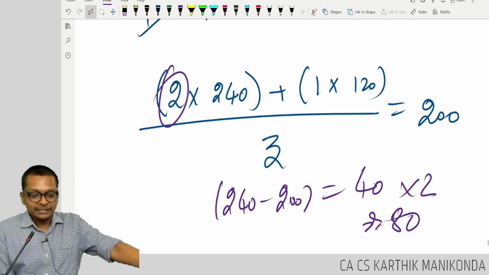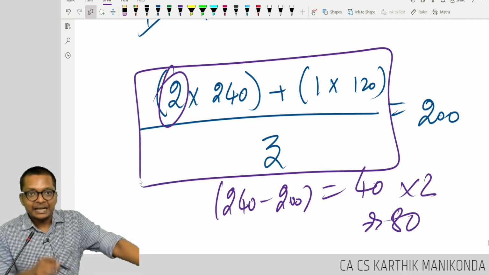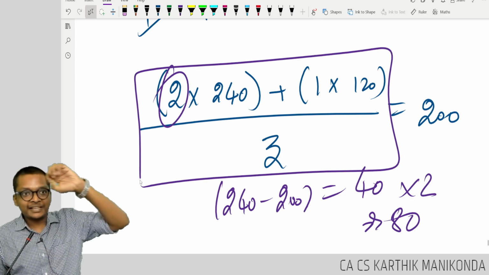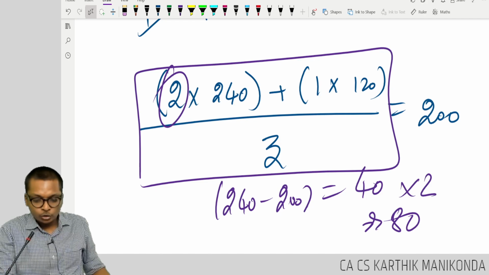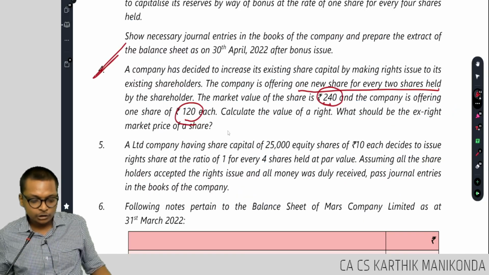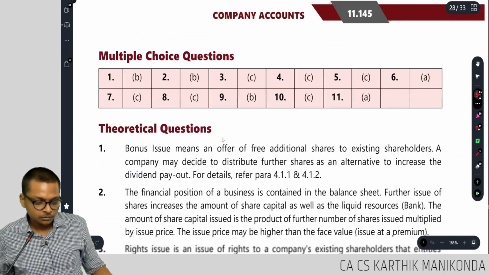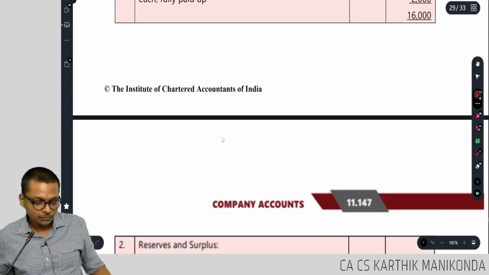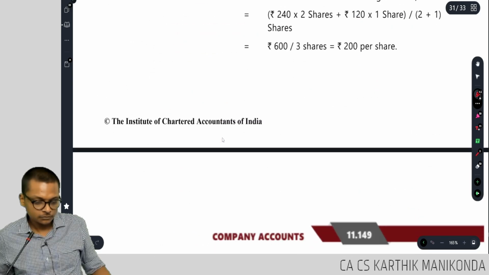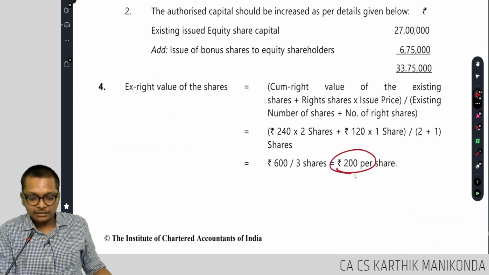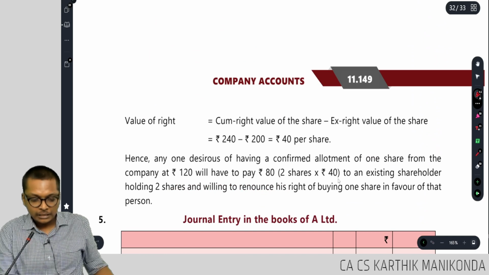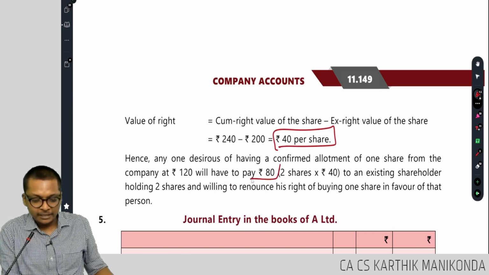Are you following, guys? But in exam you should not write only this. Existing number of shares into cum rights price, all of that. So 280 is the answer. Let's quickly check. That's it. 200 rupees and 40 is the value. It became 80.